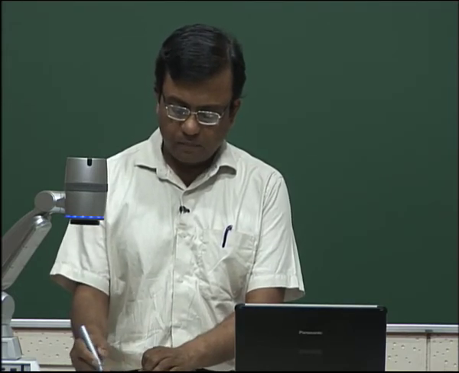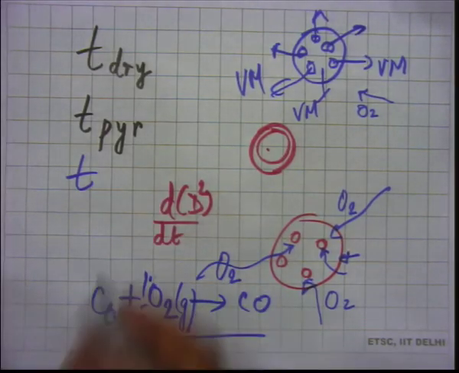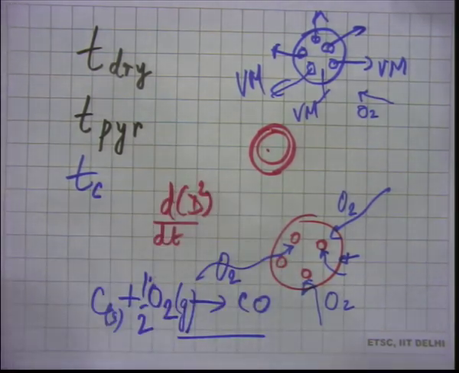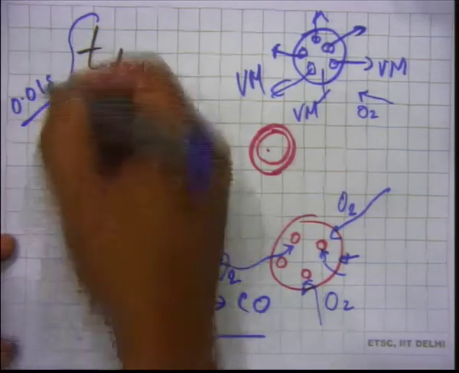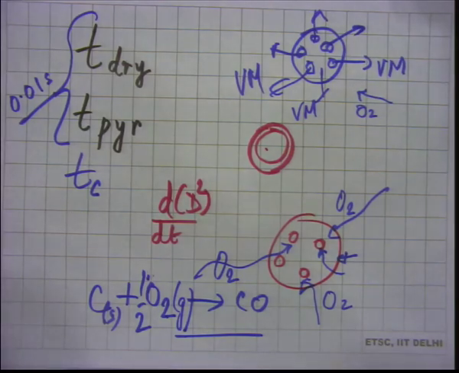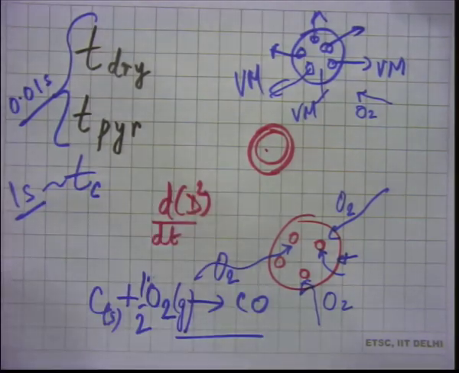This is another time scale, the last one, which we may call tC, for char combustion. What we just heard is that drying time plus pyrolysis time together is just about 0.01 second, and the char combustion time is 1 second minus 0.01 second, so of the order of 1 second. The char will burn much more slowly.